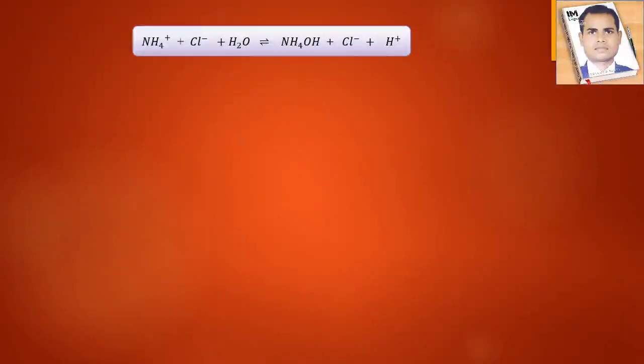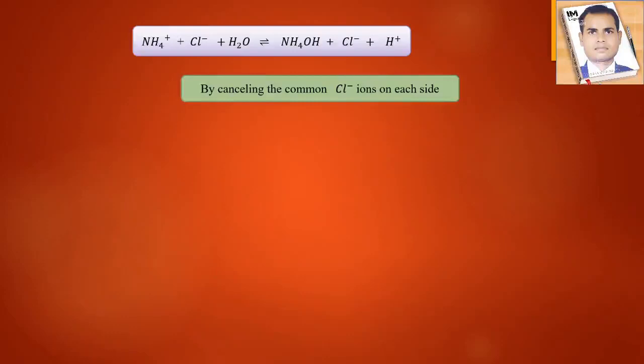NH4 plus Cl minus plus H2O gives NH4OH and Cl minus plus H plus. Automatically you can say here OH minus is attached with the NH4 plus, so the excess amount of H plus will be present, so the whole solution becomes acidic. Now, by cancelling the common ions, that is Cl minus, which is present at the left hand side and also at the right hand side, we have to cancel them. The remaining molecules will be NH4 plus and H2O, and NH4OH and H plus, and again we have to take the water molecule as a constant.